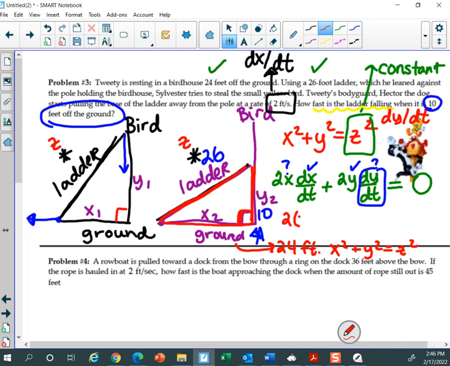So 2 times 24 times 2, plus 2 times 10 times dy/dt is going to equal 0.